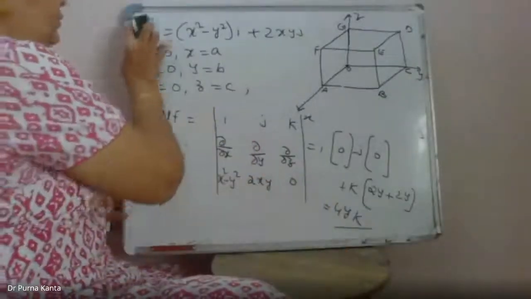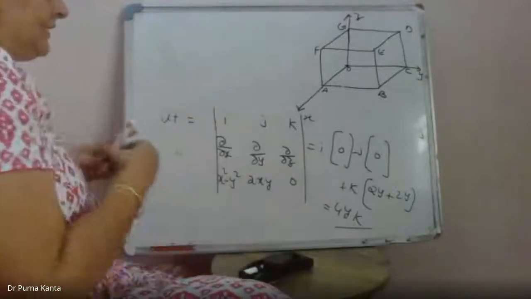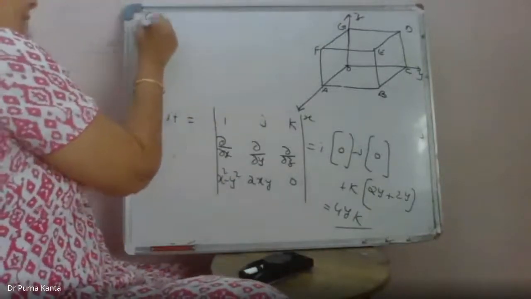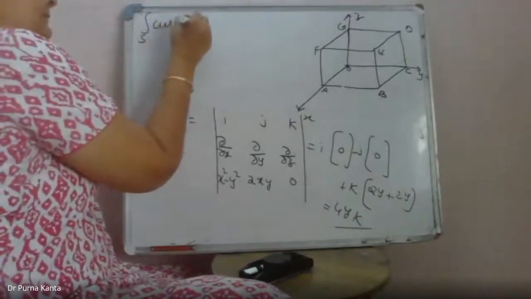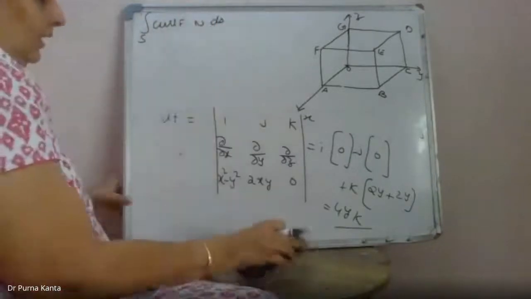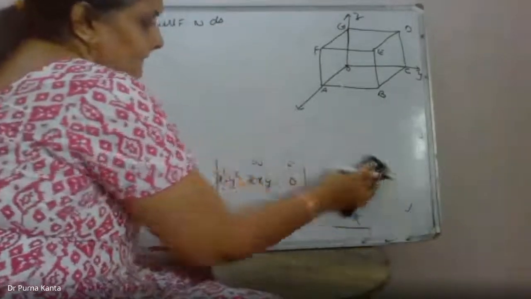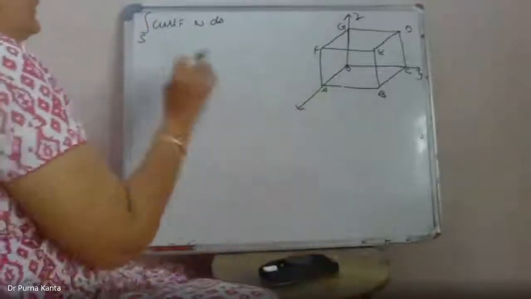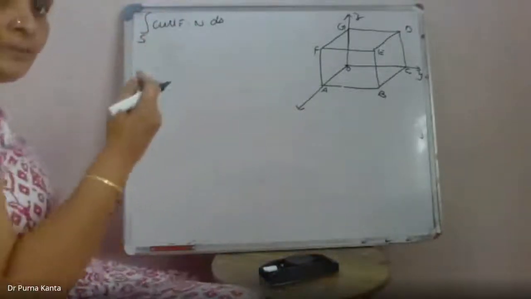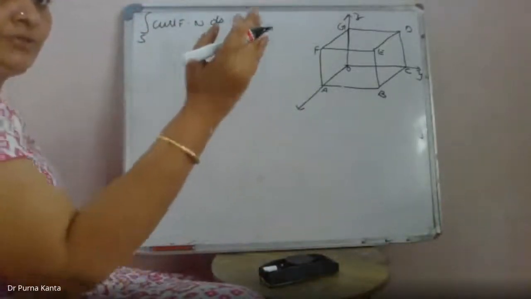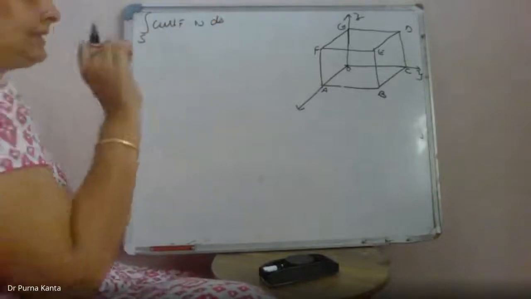Yes, ma'am. Completed, ma'am. Okay. So now what we do, we have to calculate the surface integral over S of curl F dot n ds. Now what I do is, I will start with along x positive, along x negative, y positive, y negative, z positive. All 5 faces I'll take.